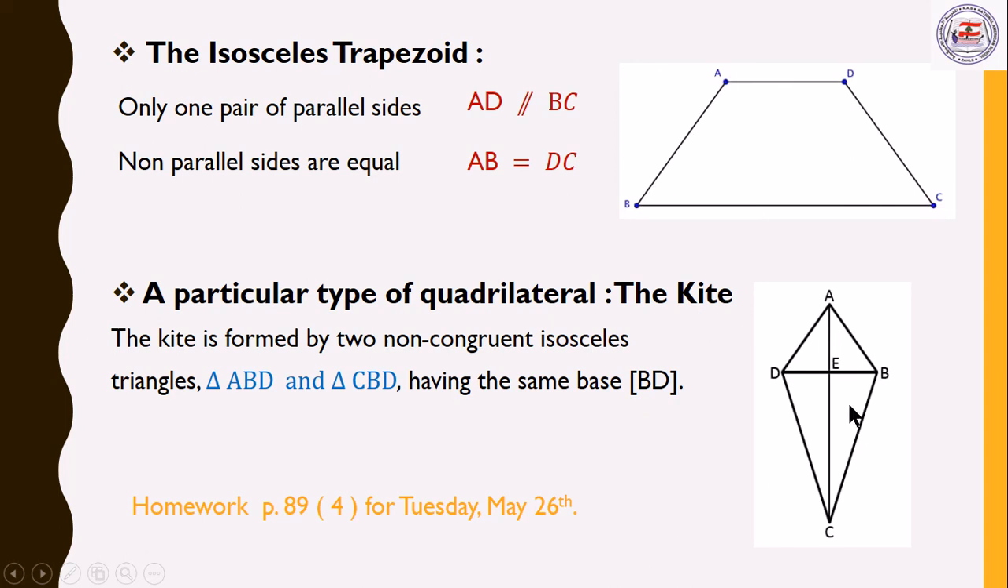A particular type of quadrilateral is the kite. Here we have the kite. This is the figure of the kite. The kite is formed by two non-congruent isosceles triangles. Congruent means equal, so this means non-equal isosceles. This is the first, A, D, B, and the second is C, B, D. They have the same base, B, D, but two different, non-congruent isosceles triangles. This form is called the kite, A, B, C, D.